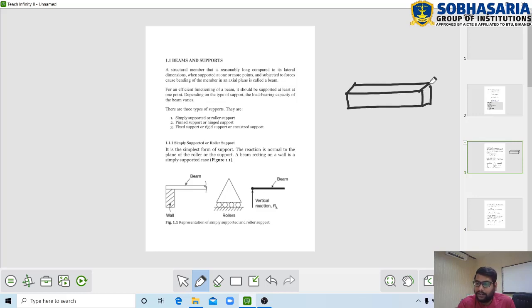So, lateral dimension is this dimension. This is the lateral dimension, and the face of the beam which you are viewing is its longitudinal dimension. Longitudinal face or longitudinal dimension. So, how is the load applied on the beam? It is designed to carry the load in flexure.